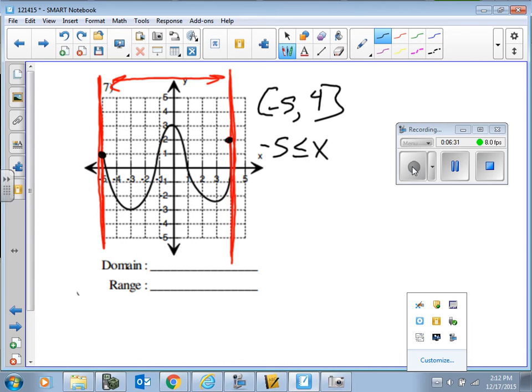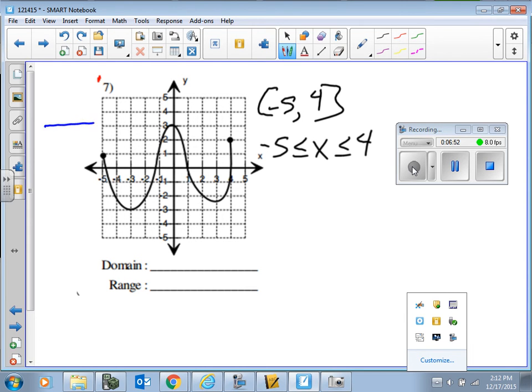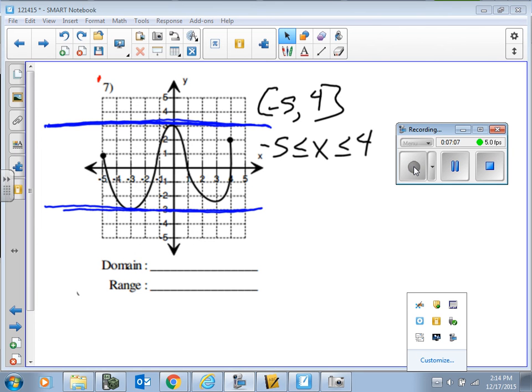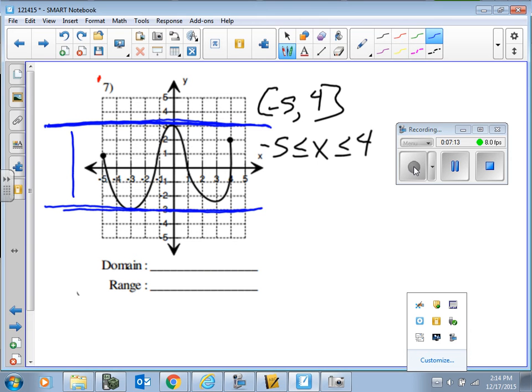The range again is thinking or looking up and down. So for this, the highest point we're going to say is 3. All right, the lowest the graph hits is -3. All right, so our range is going to be from -3 all the way to +3. And that looks right.